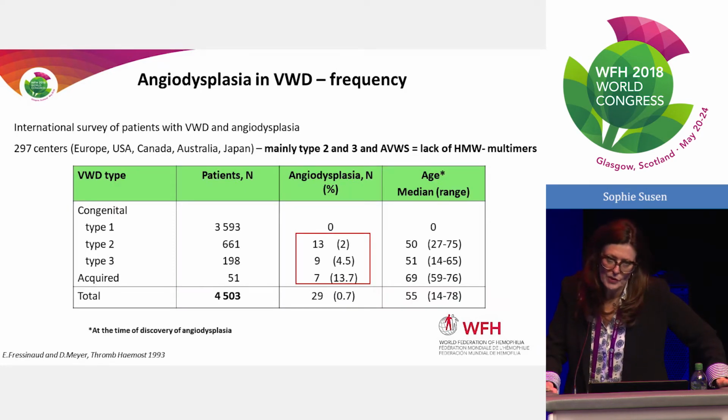The frequency of angiodysplasia was first reported by Dominique Meyer and Edith Fressinaud, who performed an international survey. What was found in this large survey, involving almost 300 centers, was that only VWD associated with the loss of high molecular weight multimers, type 2 and type 3, and acquired von Willebrand disease were associated with angiodysplasia. It was also mentioned in this study that in von Willebrand disease, angiodysplasia was diagnosed at a younger age than in acquired von Willebrand syndrome.